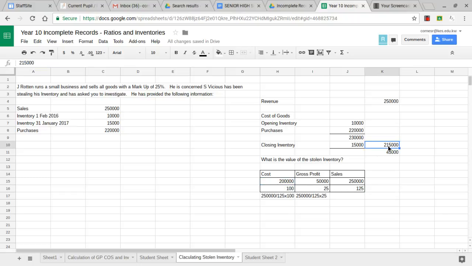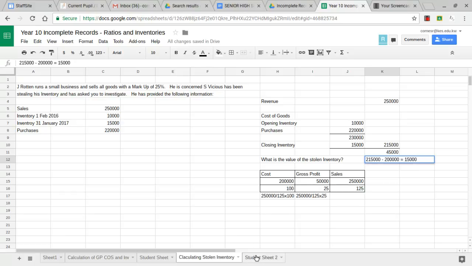The cost of sales has been calculated as 215,000, but the actual cost of sales using the markup should be significantly less. So if I do 215,000, subtract from that 200,000, that says to me there's a problem because there's 15,000 of inventory that's unaccounted for. It could have been stolen, it could have been lost, it could have been damaged and not recorded correctly, or when they did the stock check, they could have just missed something, but there's certainly an anomaly there that we need to look at.